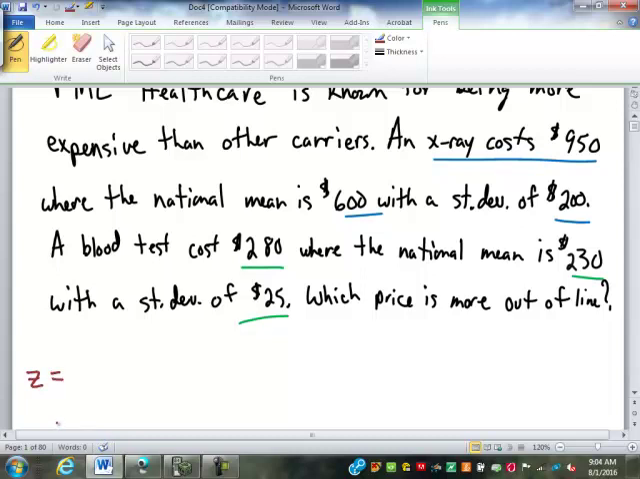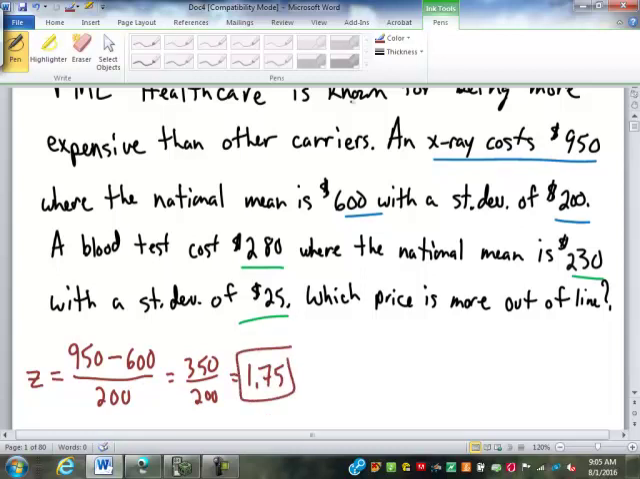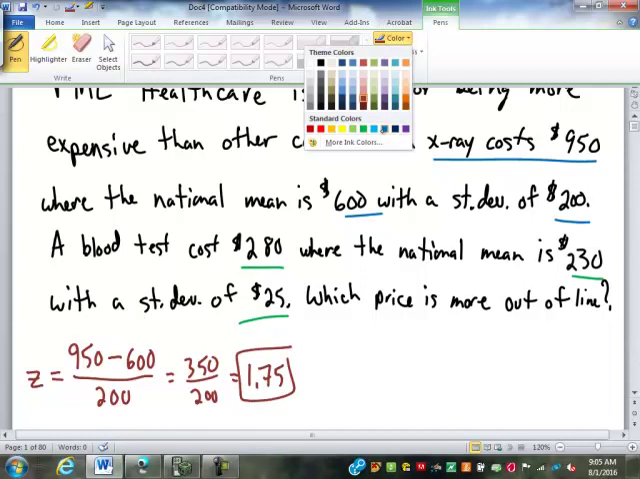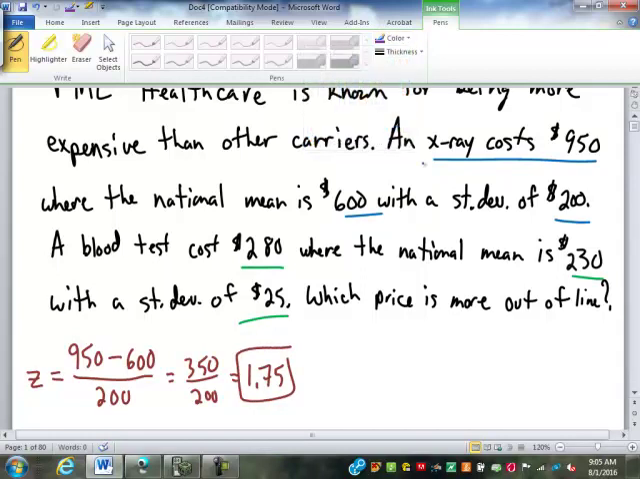And how do we calculate a z-score? Take the number, the 950 for the x-ray, minus the mean, which is 600. That would give us 350. Divide by the standard deviation, which is 200, which gives us 1.75. So what that's saying is that it is 1.75 standard deviations more expensive than the mean, higher than the mean.